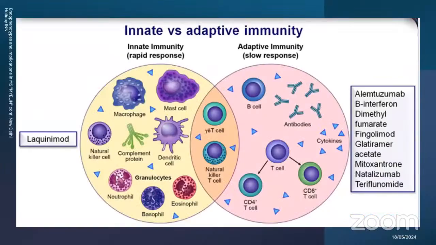Both innate and adaptive immunity are affected. The innate immunity rapid response is mediated by the myeloid cells, the natural killer cells, and the natural killer T cells. The slow responsive adaptive immunity is mediated by the B cells, which secrete the antibodies, and the T cells, which are activated CD4 and CD8 and secrete cytokines. There are drugs which act on the slow adaptive response, such as alemtuzumab, beta interferon, dimethyl fumarate, fingolimod, glatiramer acetate, etc.